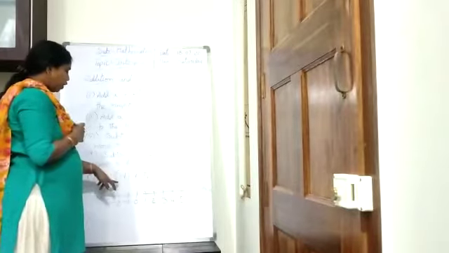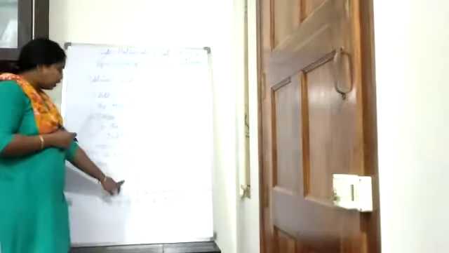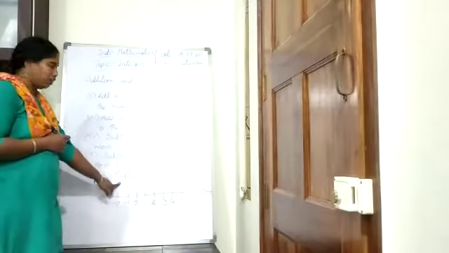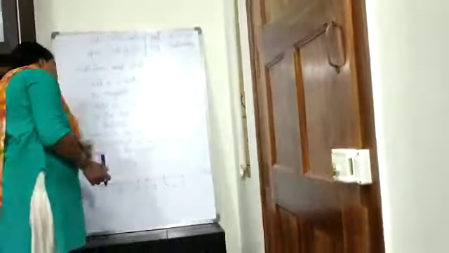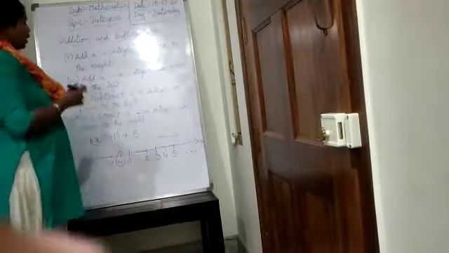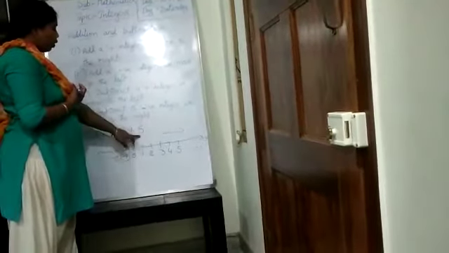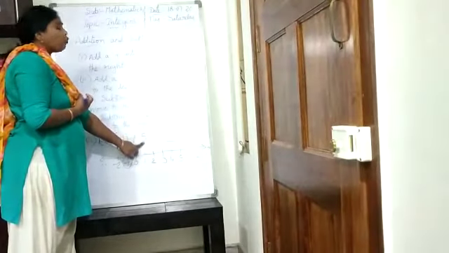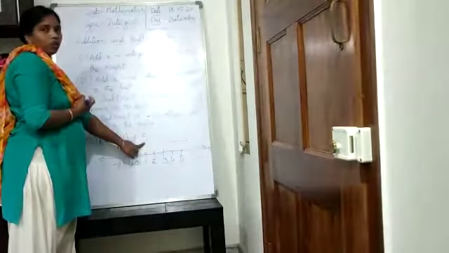See, I am taking one more example: minus 1 plus 5. The first number is minus 1. Where is minus 1 on the number line? Here. For that, which integer are we adding, positive or negative? We are adding plus 5. Plus 5 is a positive integer.